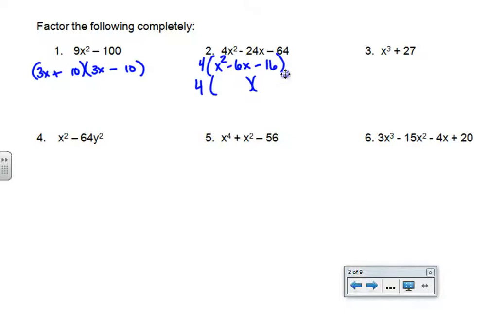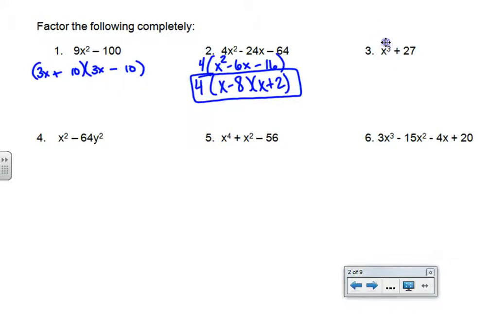So multiplies to negative 16, there's a few options, but I think if we do x minus 8 and x plus 2, that will add up to the negative 6 in the middle that I'm looking for. So this answer is my final answer. If you never factored out that common 4, you're not going to get the question correct.